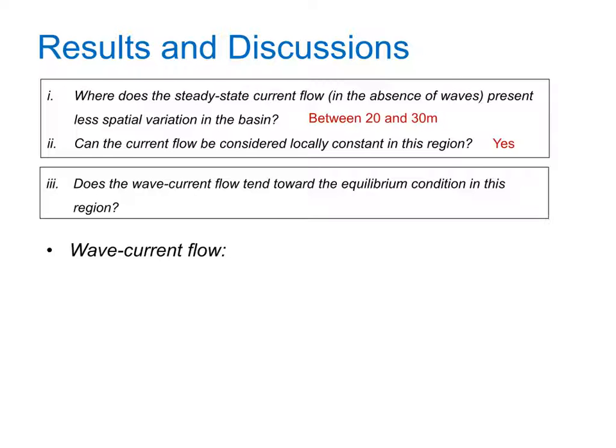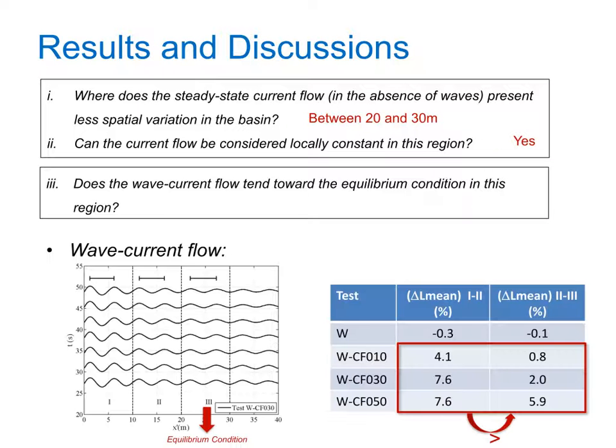So, it is important to verify if the wave current flow reaches the equilibrium condition in this region. The results have shown the flow tends to the equilibrium condition in this region, based on the variation in the wavelength between vicinity regions.